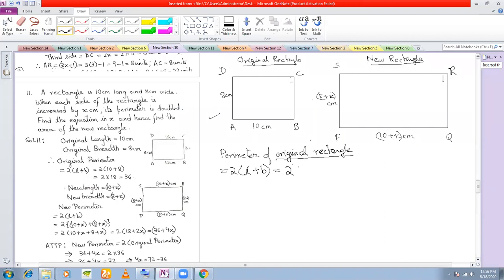So for this rectangle ABCD, the original rectangle, what is the length? 10. And what is the breadth? 8. We have found this to be 36 centimeter. This is the perimeter of the original rectangle. Perimeter of the original rectangle ABCD is 36 centimeter. We now proceed to find out the perimeter of the new rectangle.